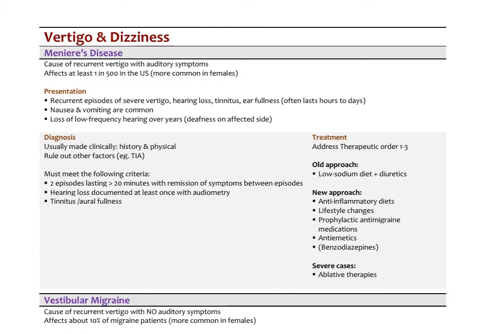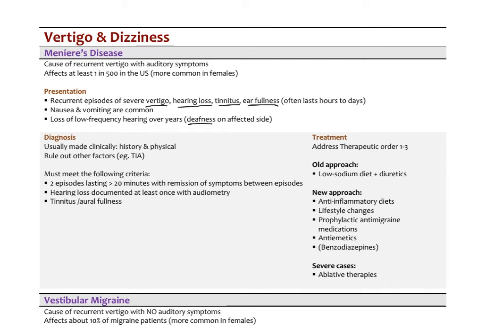Now, a third cause of vertigo would be Meniere's disease, and this is recurrent vertigo with auditory symptoms. It affects at least 1 in 500 in the US, and it's more common in females, so fairly common. Presentation is recurrent episodes with severe vertigo, hearing loss, tinnitus, and ear fullness, and it often lasts for hours to days. Nausea and vomiting are common here, and there's a loss of low-frequency hearing over the years, so there's going to be deafness on the affected side.